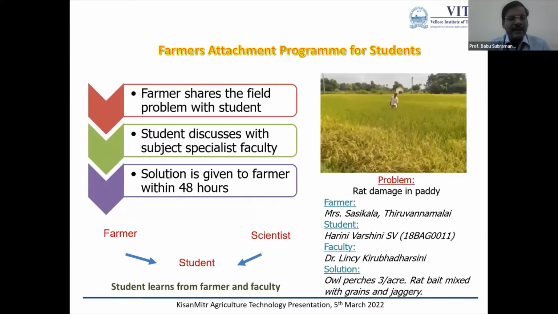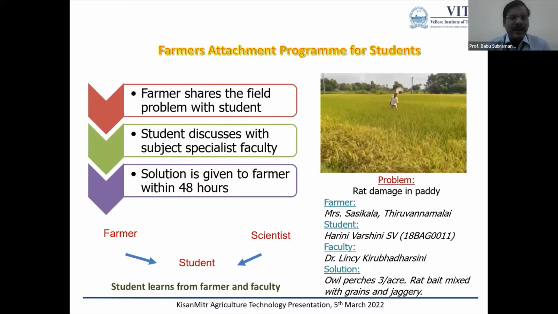And lastly, this is not a technology, however, I would like to share the program we have for our students. There is a program we introduced which is unique to our institute called the Farmers Attachment Program. When the students come to the third year of their BSc Agriculture, we attach every student with one farmer. So when the farmers have some field level problems like pest problem, disease problem, water or soil problem, etc., they communicate to the student. The student discusses with the faculty members or the scientists, and together we arrive at a solution and give it back to the farmer within 48 hours.